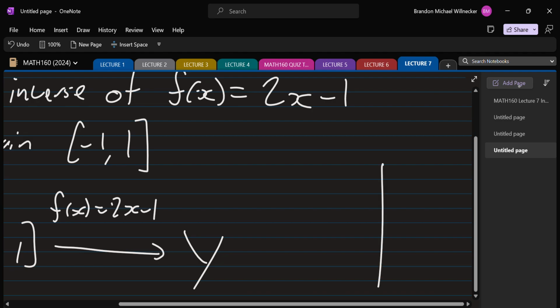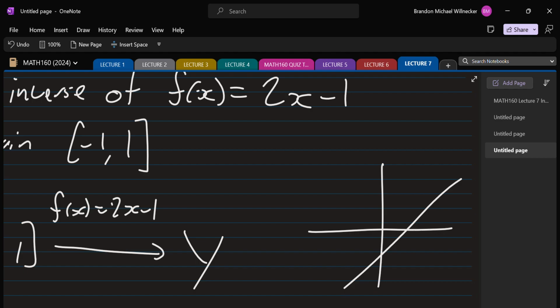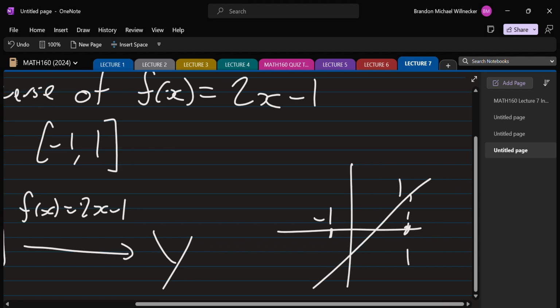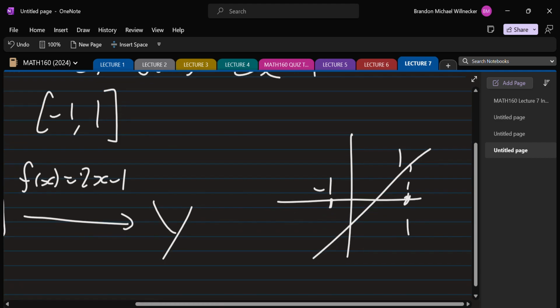So here, 2x minus 1, something like that. I didn't even put points or anything, just a rough sketch to quickly see what it looks like. Positive gradient, shifted down a bit, we've got our line. Now the domain is here, minus 1 to 1 is somewhere there. What's the function value at 1? 1, good. Yeah, 2 minus 1. And at minus 1? Minus 3. Good.